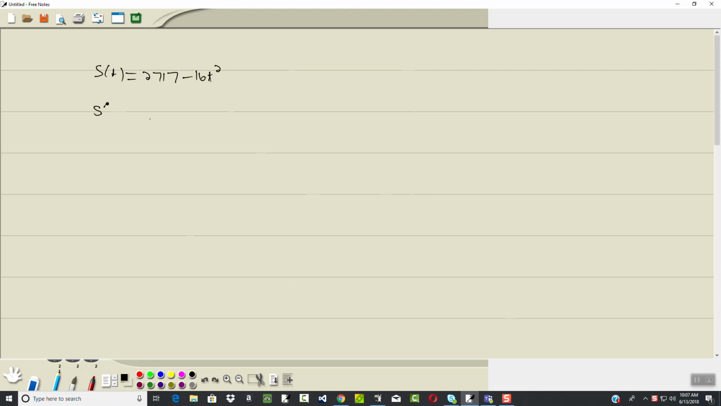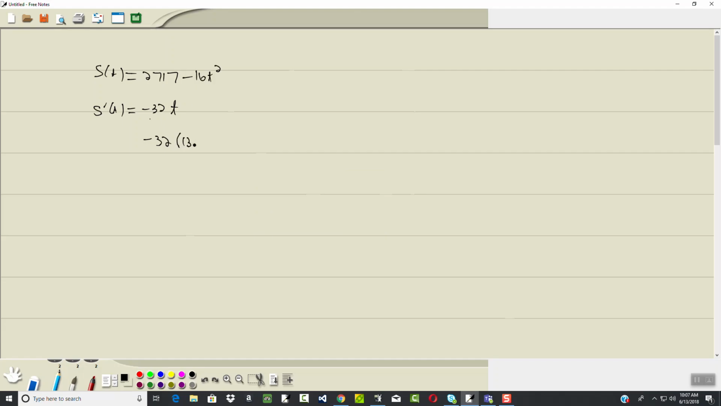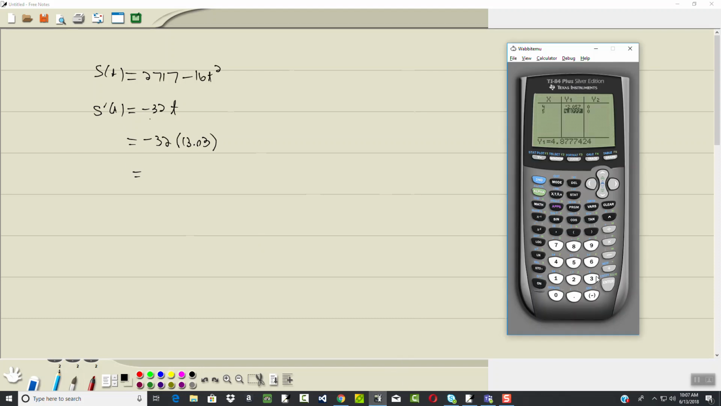If I take the derivative, 2717 drops away, and I take the power and put it out front, so we get negative 32t. Now if I plug in the value from here, the 13.03, let's see what that gives us. Negative 32 times 13.03.